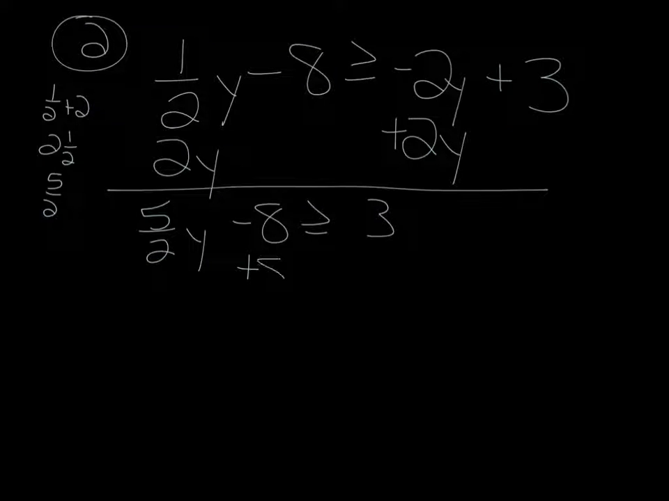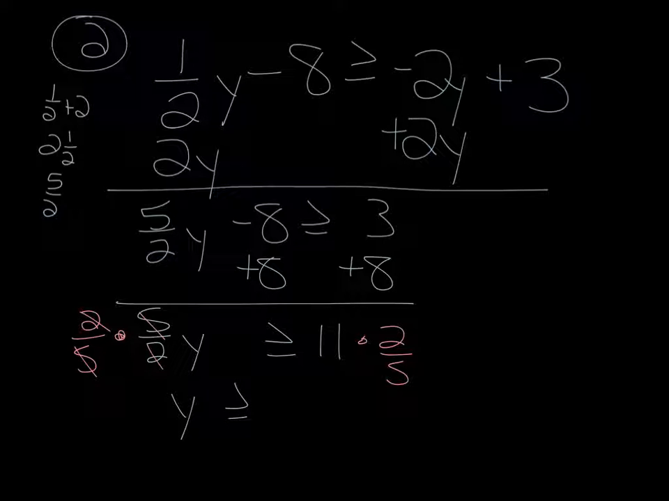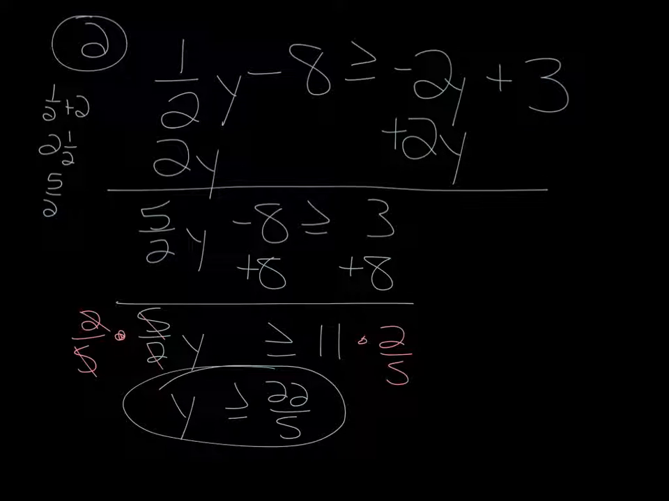Then we're going to add 8 to both sides. And I get 5/2 y is greater than or equal to 11. This is a fraction in front of a variable, so I'm going to multiply both sides by the reciprocal. And cancel, cancel, cancel. Y is greater than or equal to, what is that, 22/5. The book goes to 4 2/5. I don't like mixed numbers there. I'm going to leave it as a fraction.